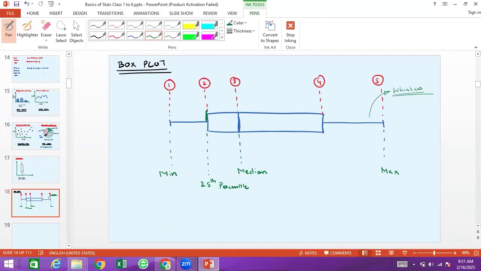Similarly, the fourth point that you see over here, this point, is the 75th percentile. It means that you are ahead of 3/4 of the population. So these 5 points divide the population.